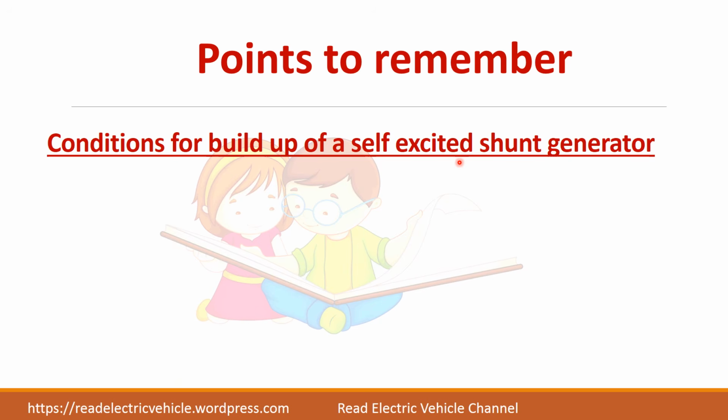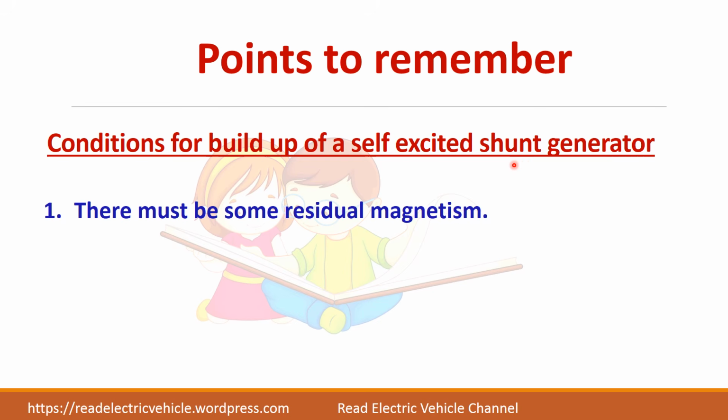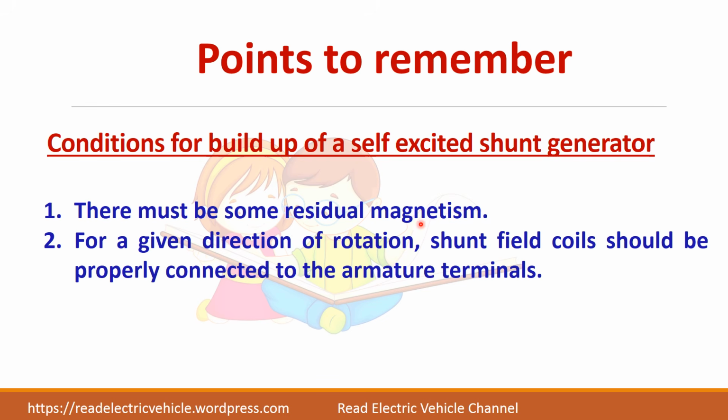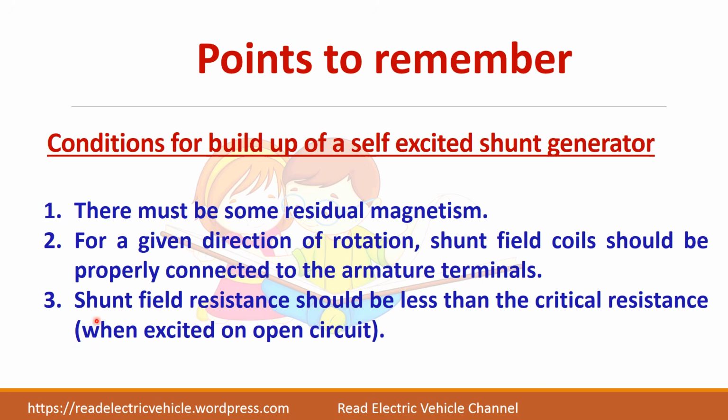The conditions for build-up of a self-excited generator are that there must be some residual magnetism, so that the machine can build the EMF, and for a given direction of rotation, the field coil should be properly connected to the armature terminal. Otherwise, residual magnetism will become zero. And the shunt field resistance should be less than the critical field resistance.